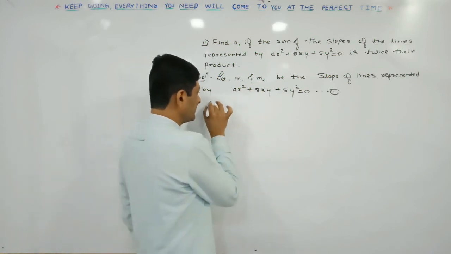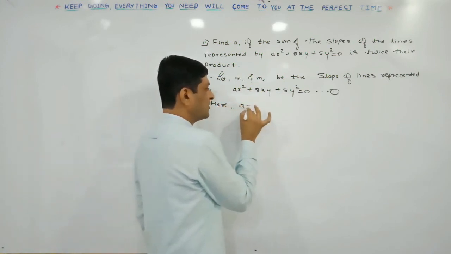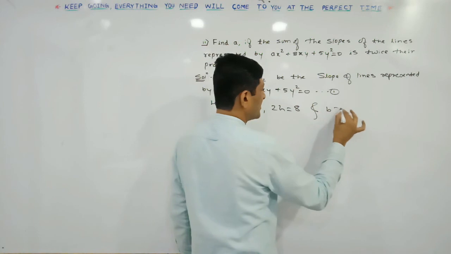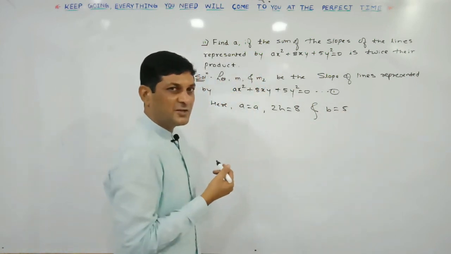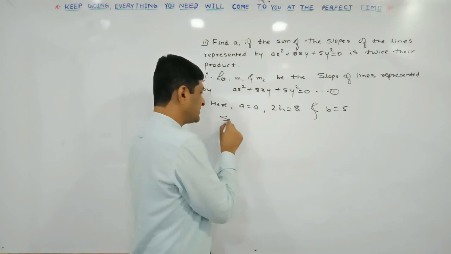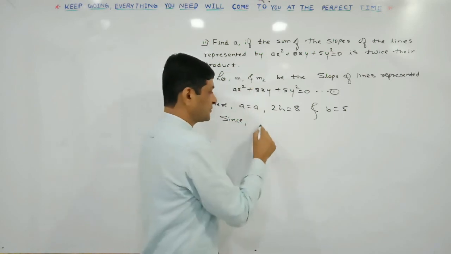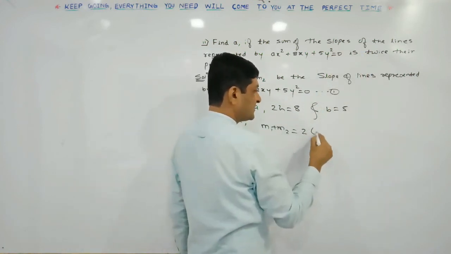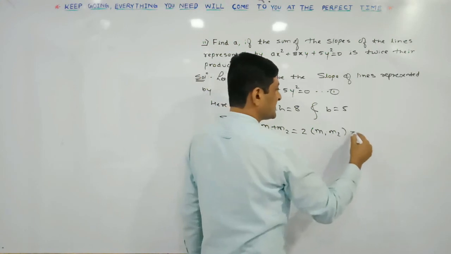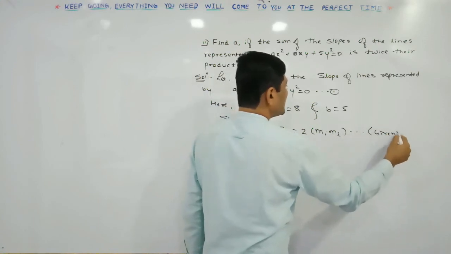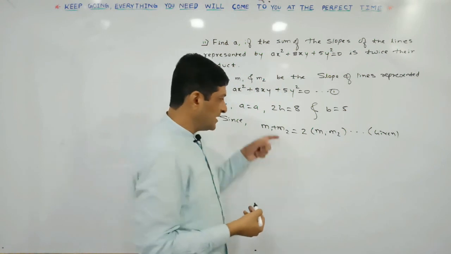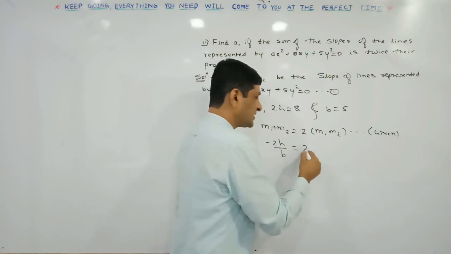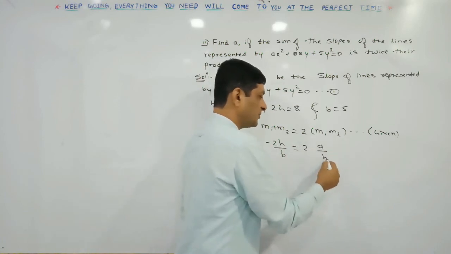From this homogeneous equation, first find the value of a. a will be equal to a here, 2h is equal to 8 and b is equal to, what is the value of b? 5. So now we are using the given condition. What is the given condition? The sum of the slopes, meaning m1 plus m2, is twice their product, meaning twice m1 into m2. This is the given condition in the example. Using this condition, we are trying to solve the example. So m1 plus m2, what is the value of m1 plus m2? That is minus 2h upon b. On this side, 2, keep it as it is. m1 into m2 is equal to a upon b.